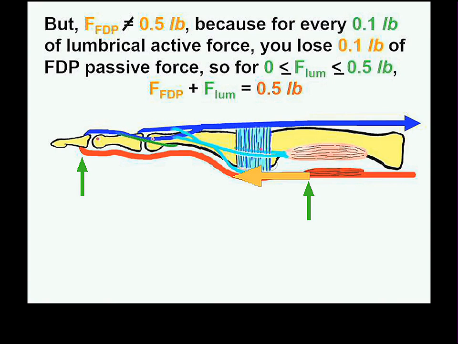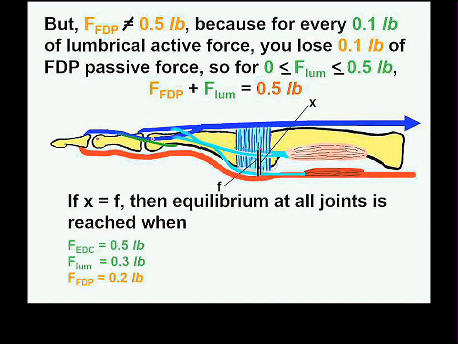get slack. And in fact, for every 1 pound of force you put in, your 1/10 of a pound that you put in your lumbrical, you remove 1/10 of a pound from flexor digitorum profundus. So you really are taking flexor digitorum profundus passive force and shunting it onto the backs of the interphalangeal joints. You want to solve all those equations? You can. Take my word for it.